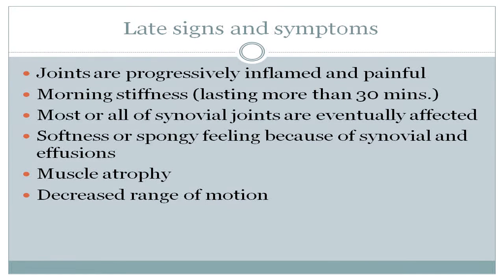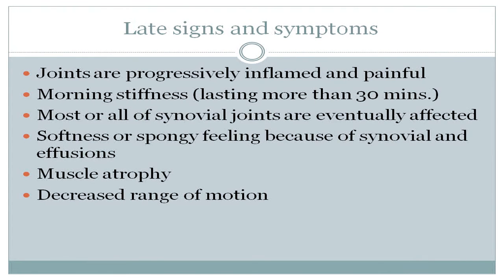Now we see a picture here of the hands, typically starting in the upper extremities. This is saying that eventually all of the synovial joints are going to be affected. So we named some of those, right? Those ball and socket joints, we talked about the shoulders and the knees, the hips. Eventually all those joints are going to be affected.